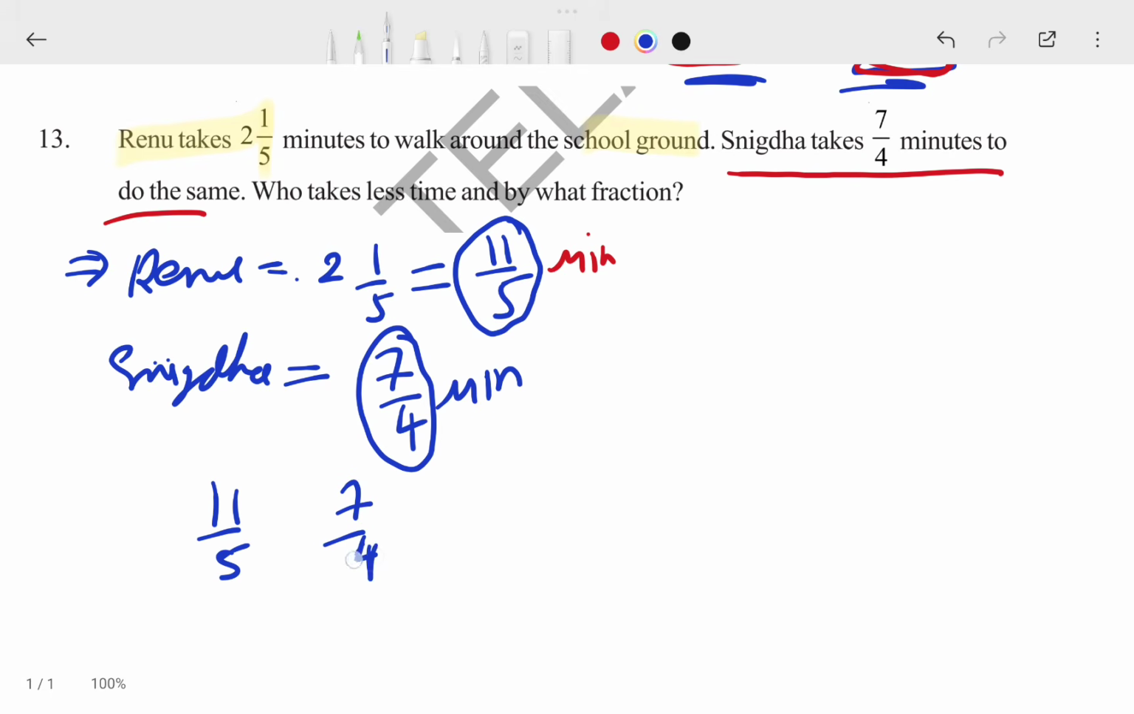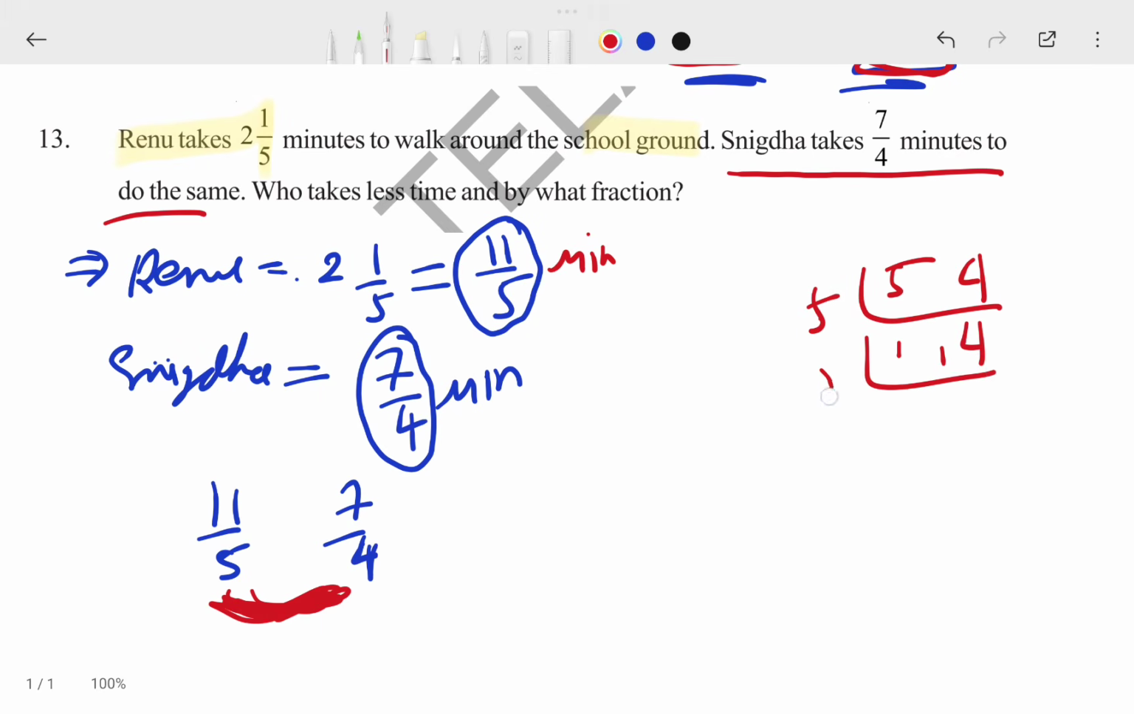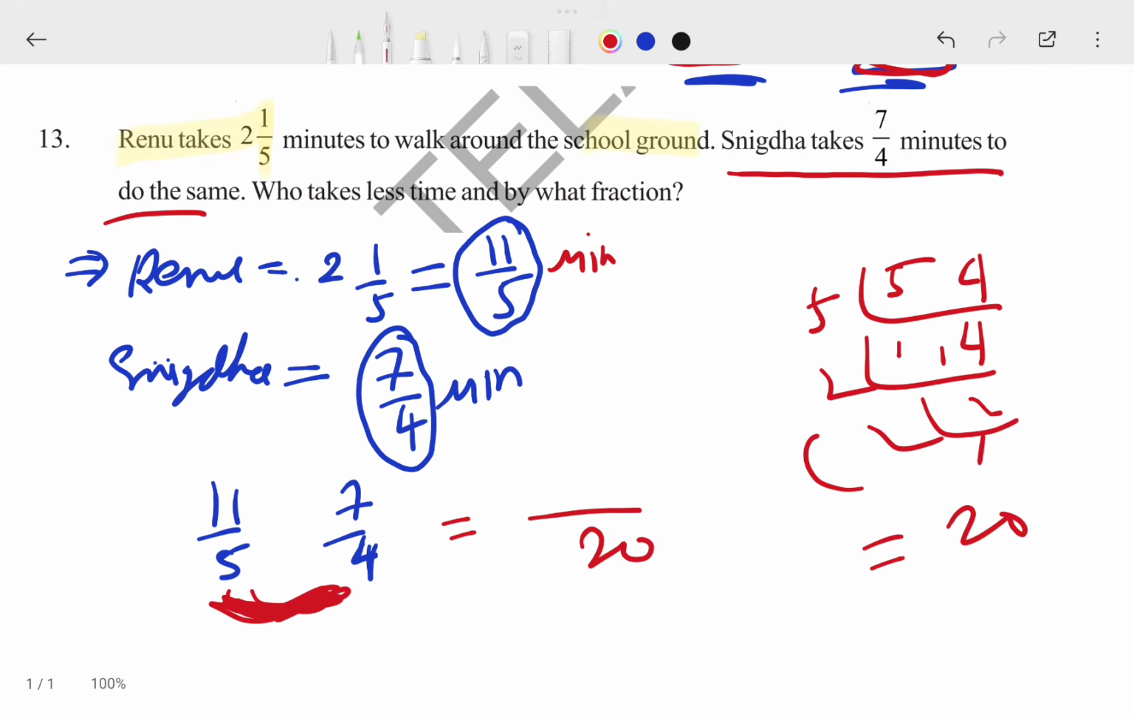So how can we compare when they are taking different times? First of all, we have to make the denominators the same for finding this. Take the LCM of 5 and 4. If you take the LCM, it is going to be 5 and 4 times, 2 times, so that's going to be 20. The LCM is 20.